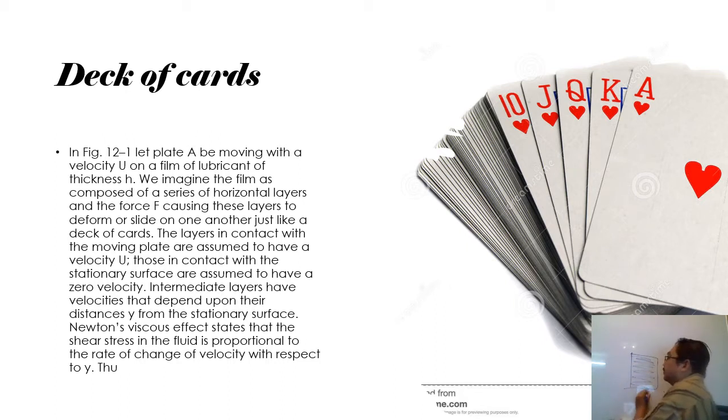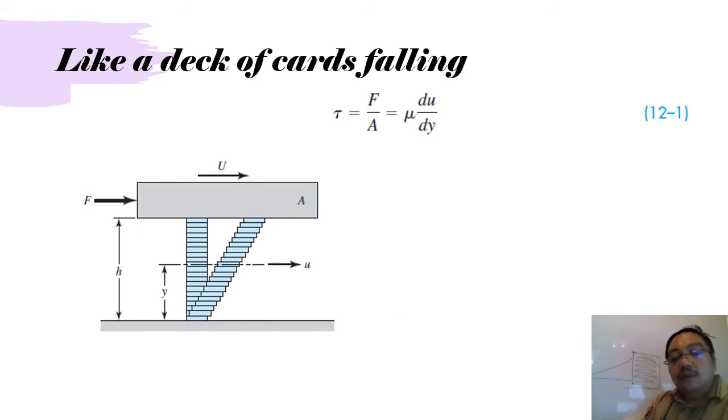this is a deck of cards. When it falls down, it falls gradually, front first, then gradually going down. You can imagine how the deck of cards falls down. Figure 12.1, we will see in the next slide. Here is figure 12.1, which shows a deck of cards falling.